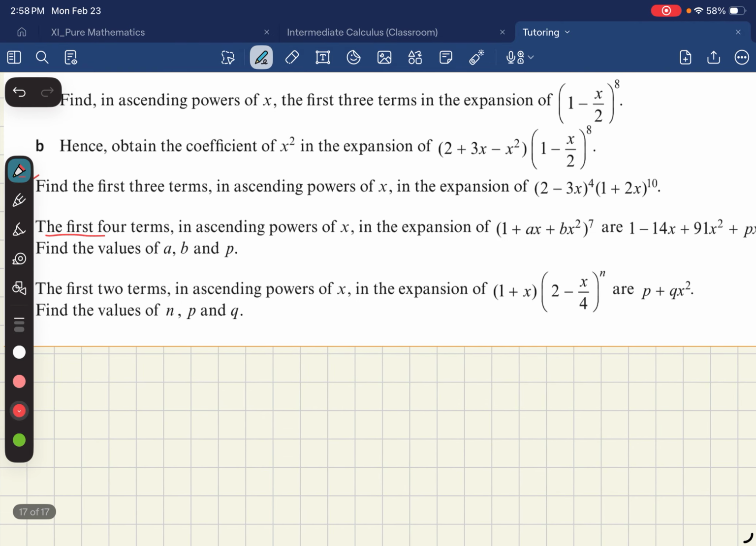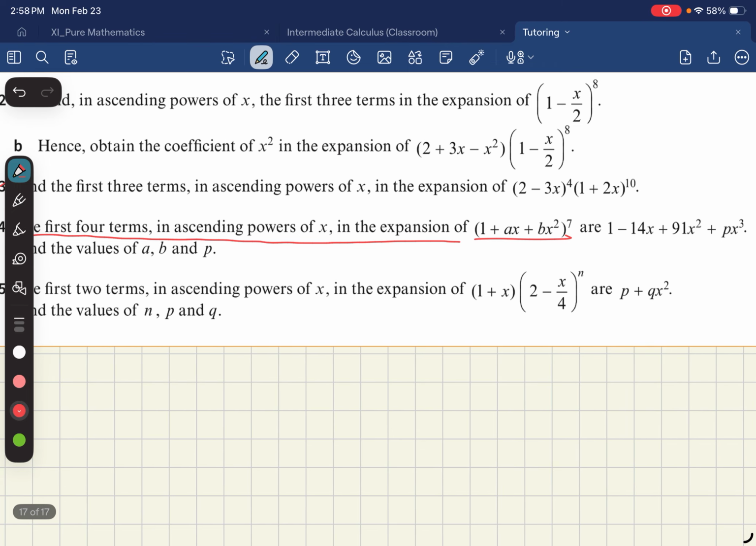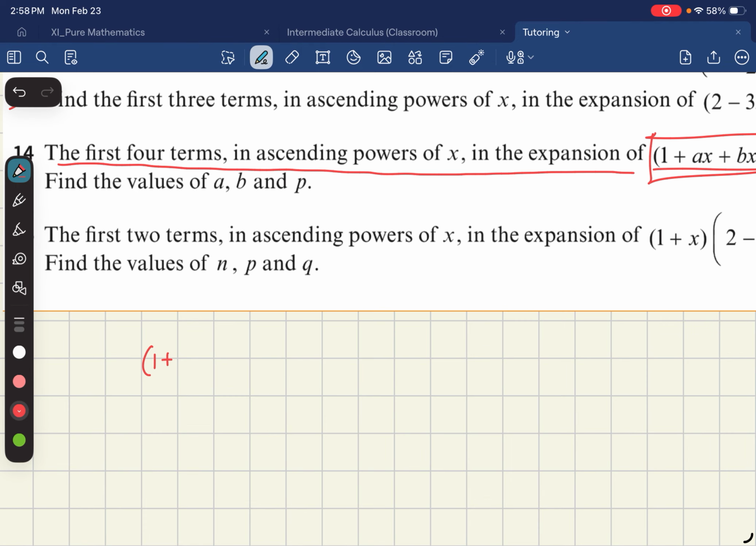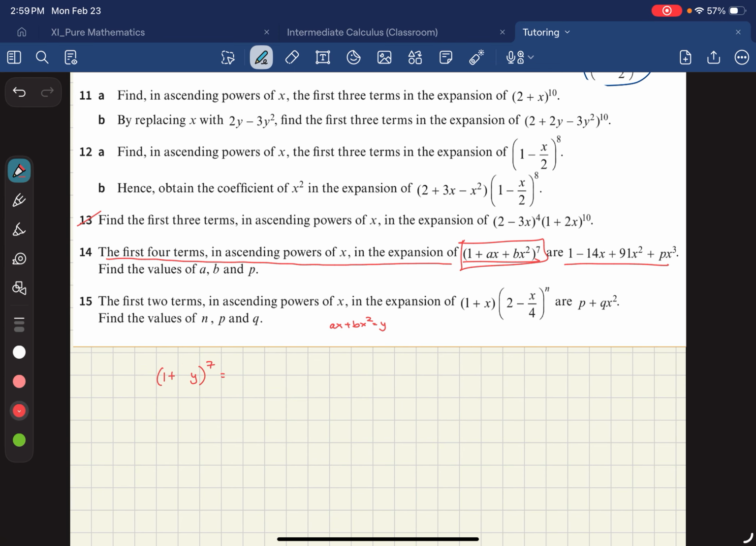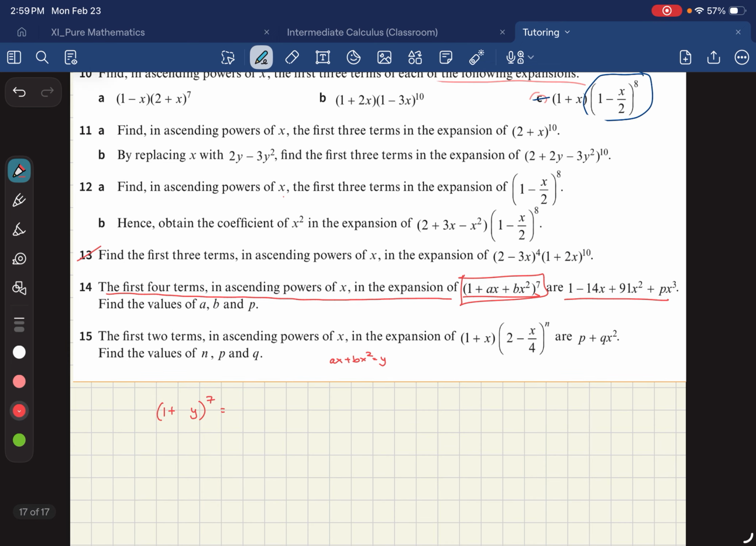It just tells me the first four terms in ascending powers of x in the expansion of this thing are, so I need up until x cubed. So I have this expression, 1 plus ax plus bx squared to the power 7. So let's just say the second term, ax plus bx squared, is y. So I'm saying ax plus bx squared is equal to y. Now this is an easier expansion, right? And let's expand to the first. So if we wanted x squared, we were expanding to first three terms. So we want x to the power 4.